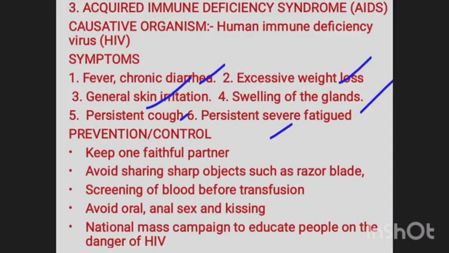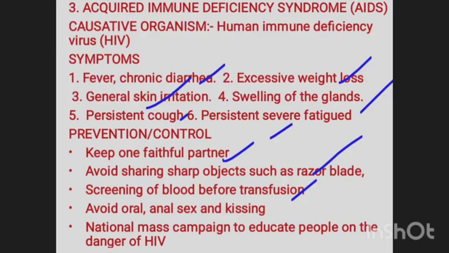Number one, keep one faithful partner. That means avoid having more than one partner. That is one way to minimize or to control HIV. Then number two, avoid sharing sharp objects such as razor blade, clipper, and so on and so forth. Number three, screening of blood before transfusion. The blood that we transfuse into patients, maybe in the hospital, must be screened properly before it is transfused into any patient.